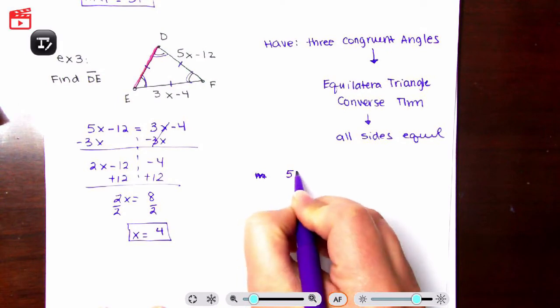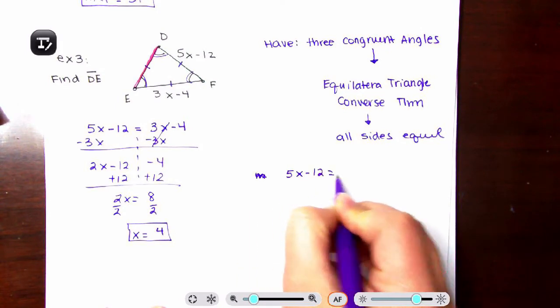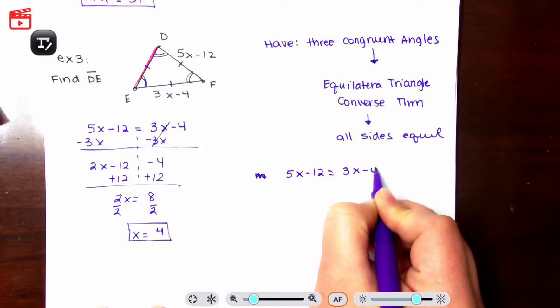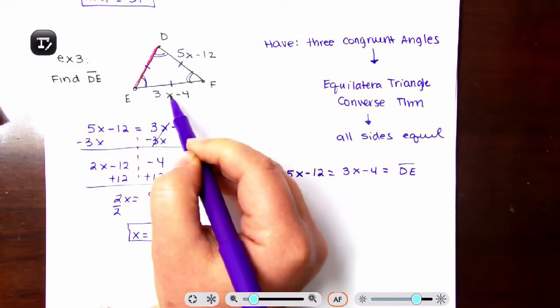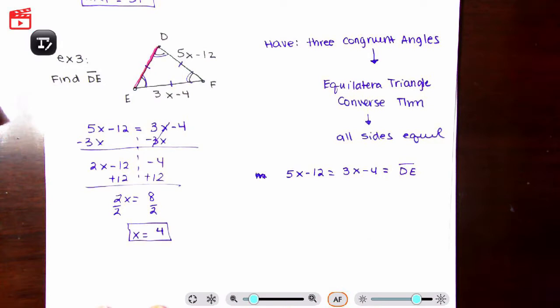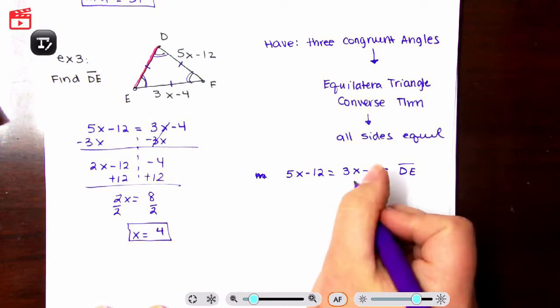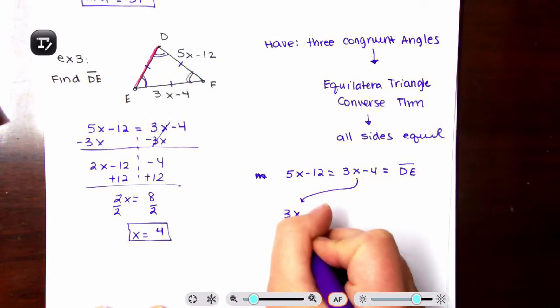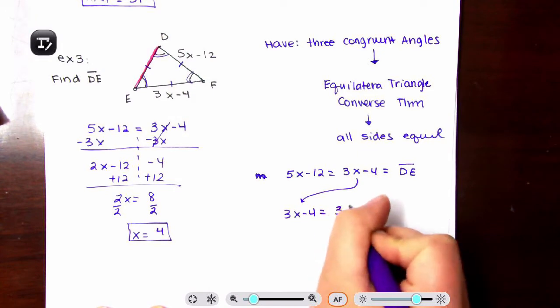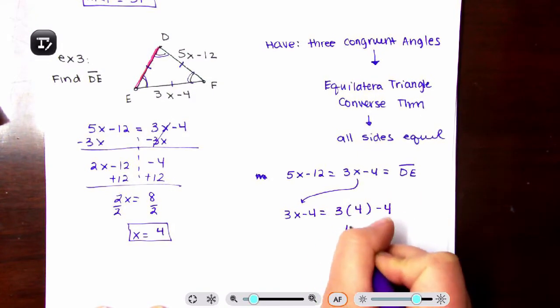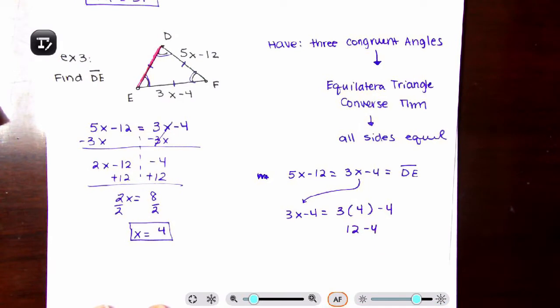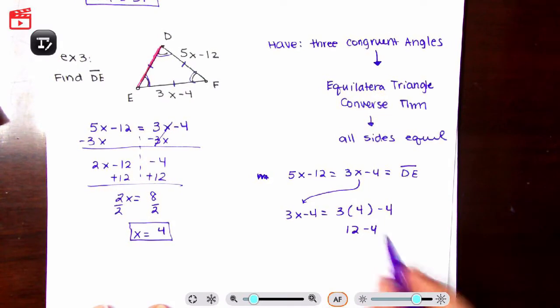So that means 5x minus 12 is equal to 3x minus 4, which is also equal to the segment length of DE. So if we find out what one of these are, then we know all of them. So let's choose, I'm going to choose this one here, the 3x minus 4, just because they're smaller numbers. I'm going to plug in 4 in here. So that means 4 times 3 is 12 minus 4, and that is 8.